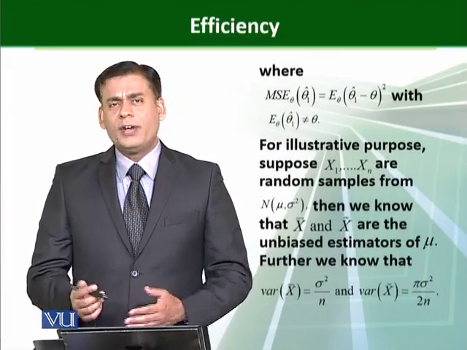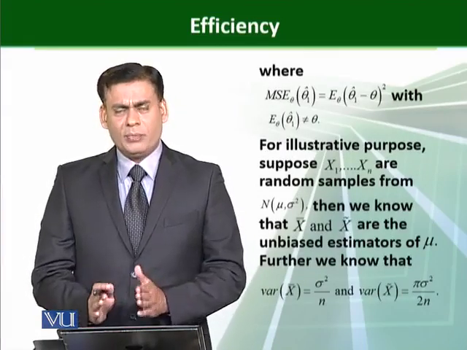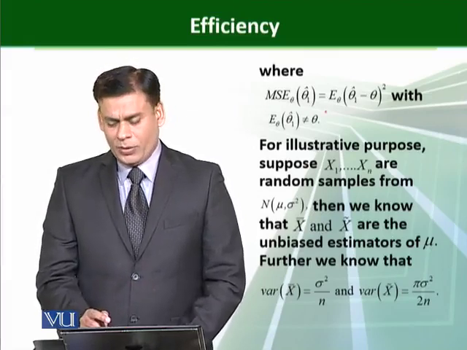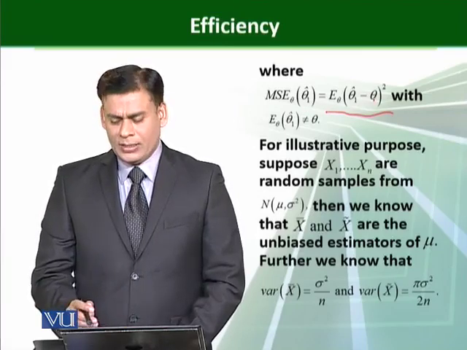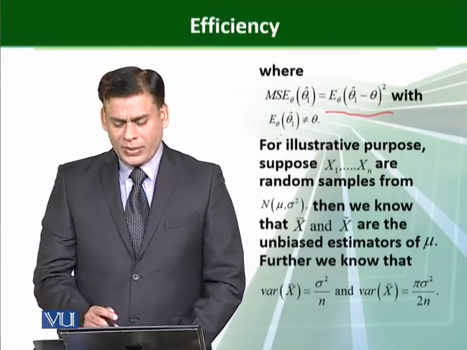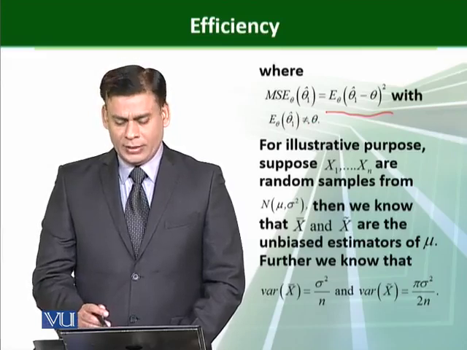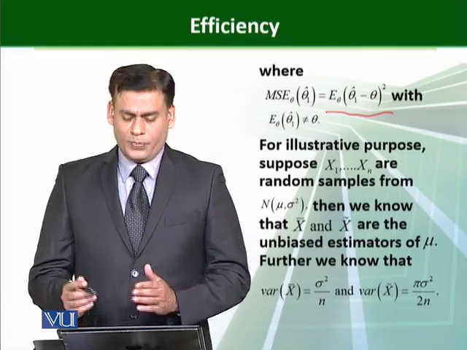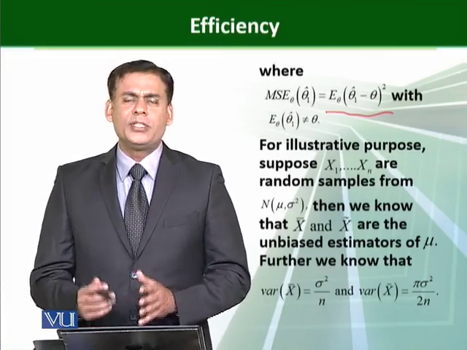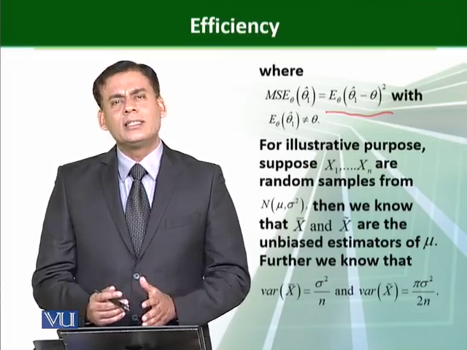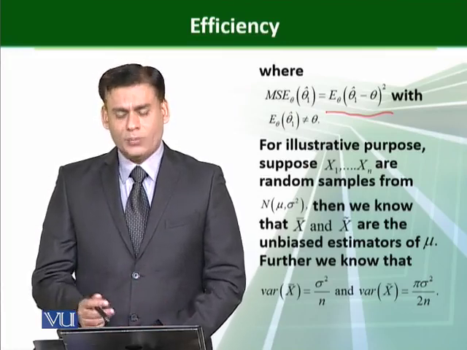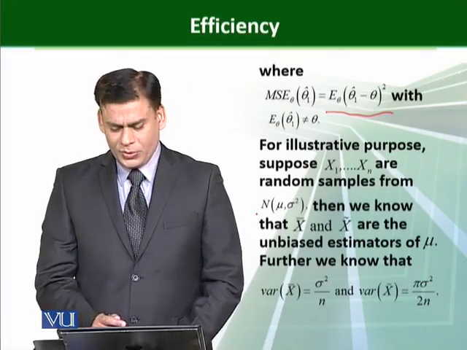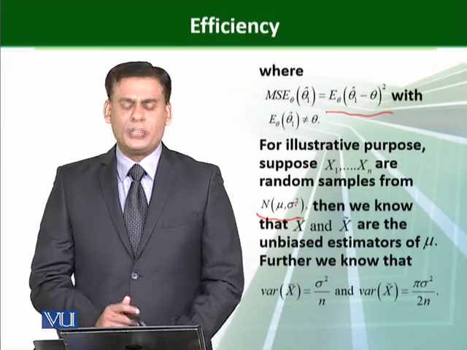So how do we define the mean square error? Just for simple understanding, the mean square error of theta 1 hat is equal to the expected value of (theta 1 hat minus theta) square, with the expected value of theta 1 hat not equal to theta. It means that it is a biased estimator. For illustrative purposes, we take an example from the normal distribution so that we can easily understand the concept of efficiency. So, we have x1, x2 up to xn, random samples from the normal distribution with mean mu and variance sigma square.